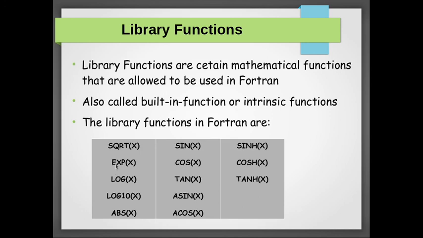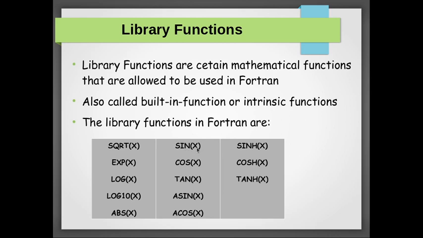Exp(x), exponential of x, e to the power x. Log(x), this is the natural logarithm with the base e. Log(x), x is the argument. Log10(x), log to the base 10. Abs(x), absolute x. So if I write abs within brackets minus 4, the value that will be returned will be 4, absolute. Sin, cos, tan, these are trigonometric functions.